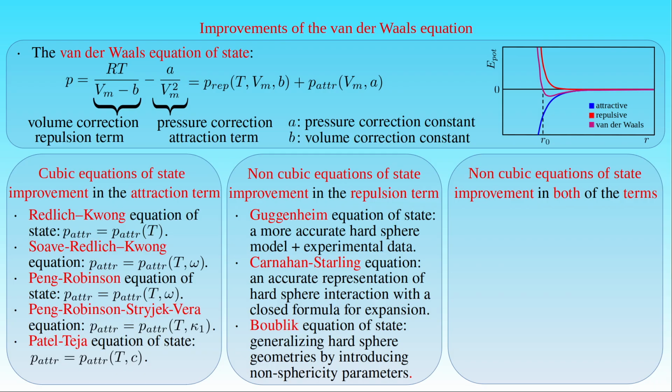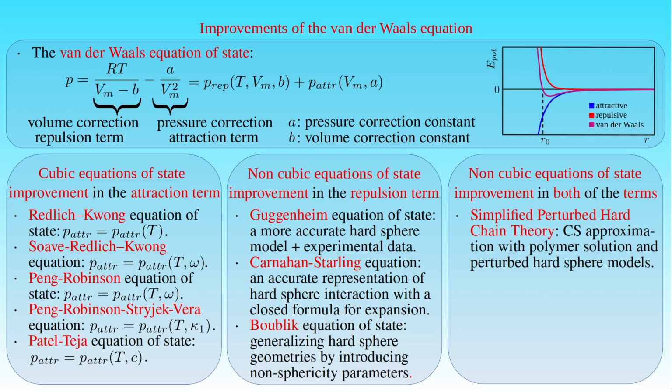Finally, we will present three examples in the third group, starting with the equation of state derived from the simplified perturbed hard chain theory, which still applies the Carnahan-Starling approximation in the repulsion term and uses a theory unifying polymer solution theories and the perturbed hard sphere theory to model the molecular interactions in the attraction term.